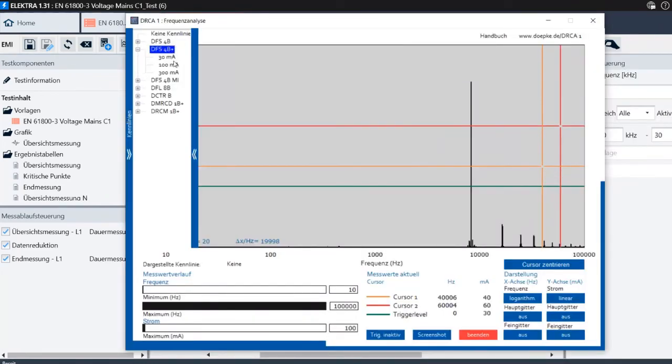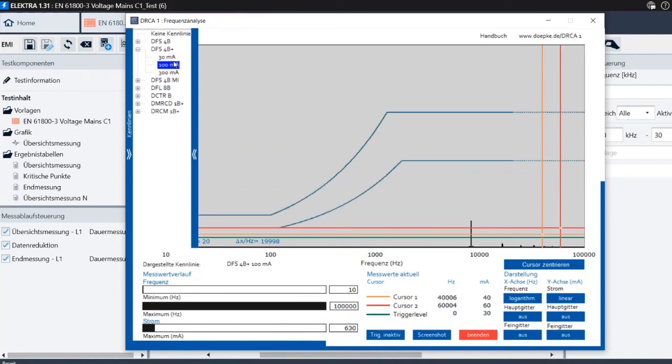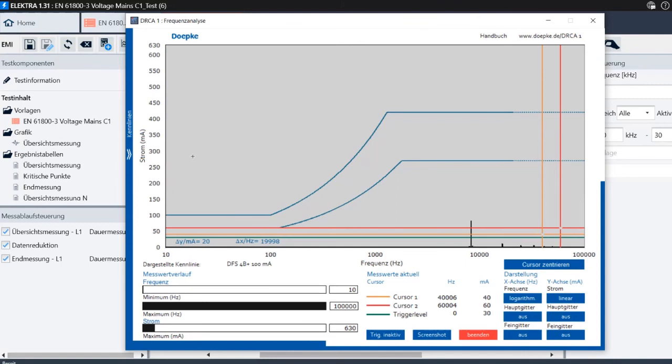So this is visible here. You can see it directly here. Now we added the curves, and the 30 milliamp is the same as the 100 and the 300 as well.